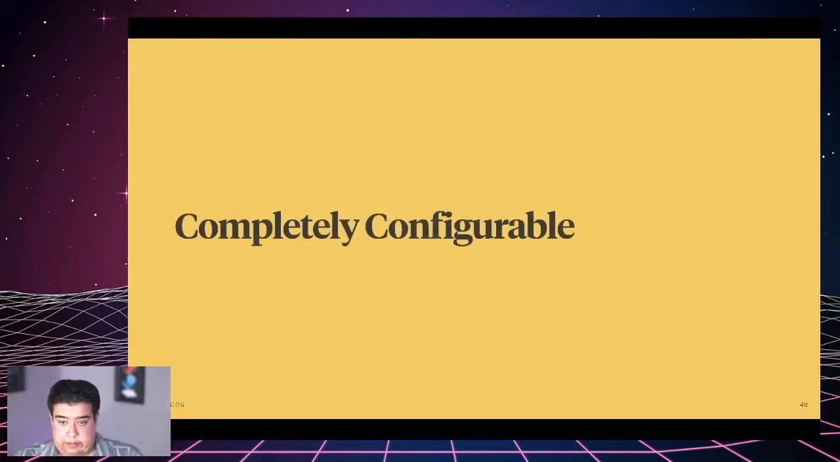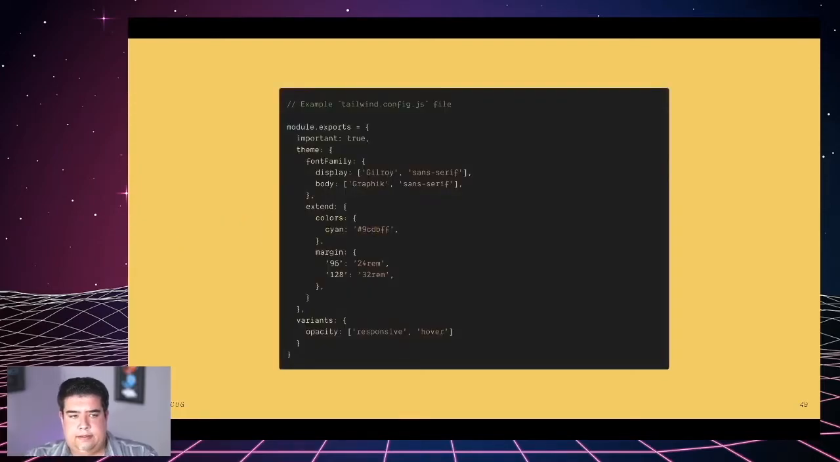Speaking of configuration, Tailwind is very configurable, as we already mentioned. This is an example of a Tailwind configuration file. This is a very basic one. You can see it's written in JavaScript. It's easy to scan and see what's being set. So even if you're not super familiar with JavaScript, it's written in a format that should make it pretty easy to get what's being set where.